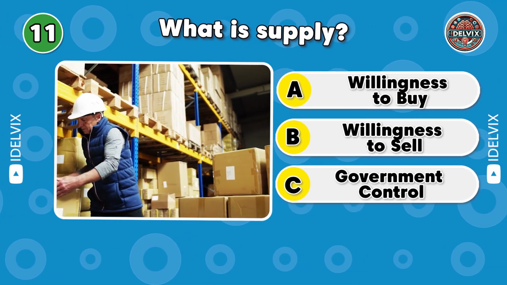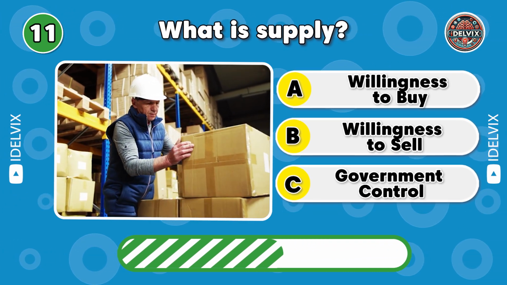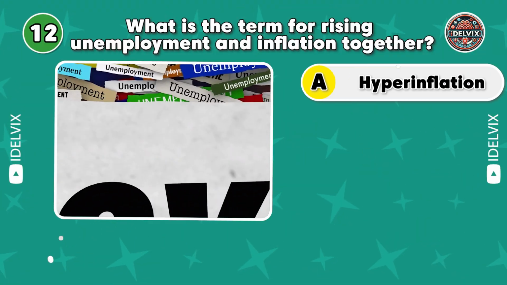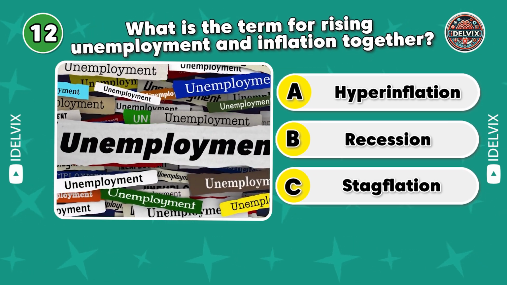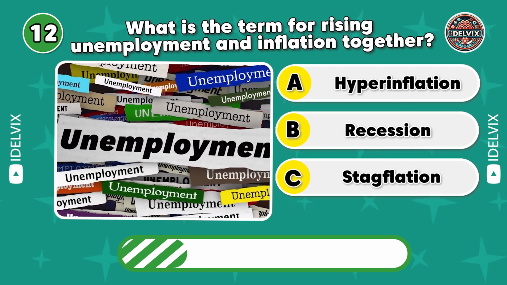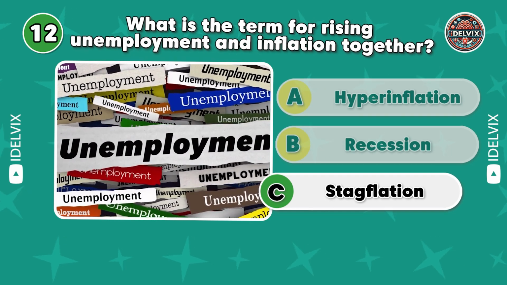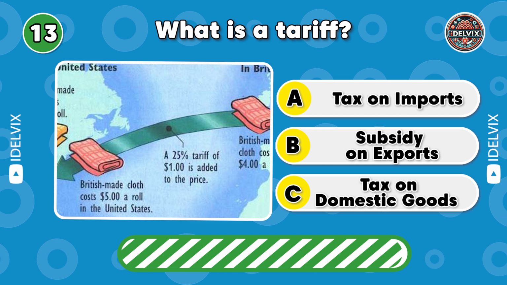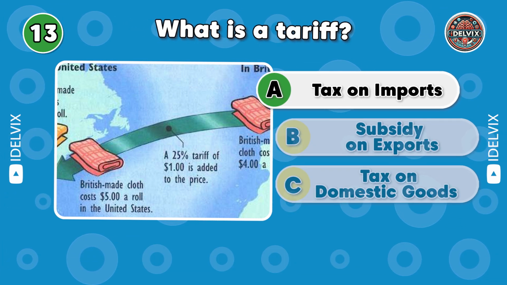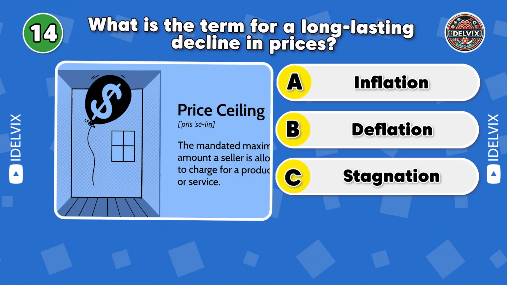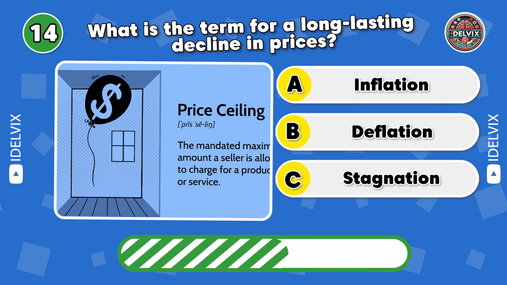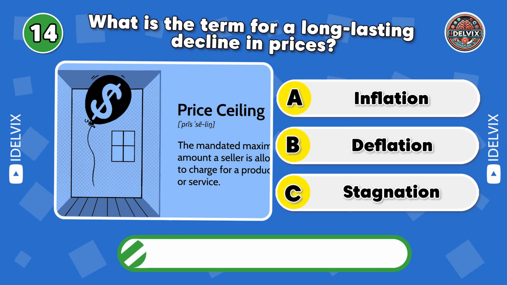11. What is supply? Answer: willingness to sell. 12. What is the term for rising unemployment and inflation together? Answer: stagflation. 13. What is a tariff? Answer: tax on imports. 14. What is the term for a long-lasting decline in prices? Answer: deflation.